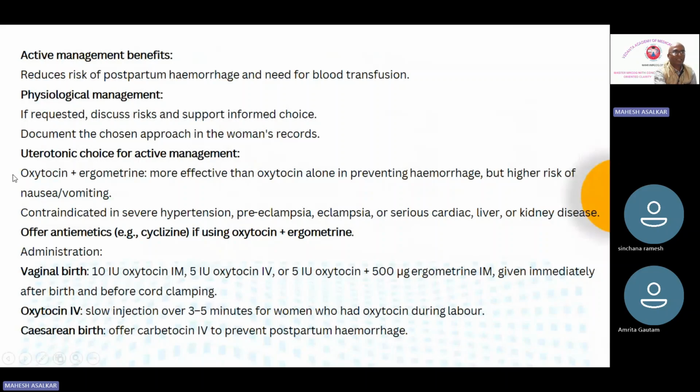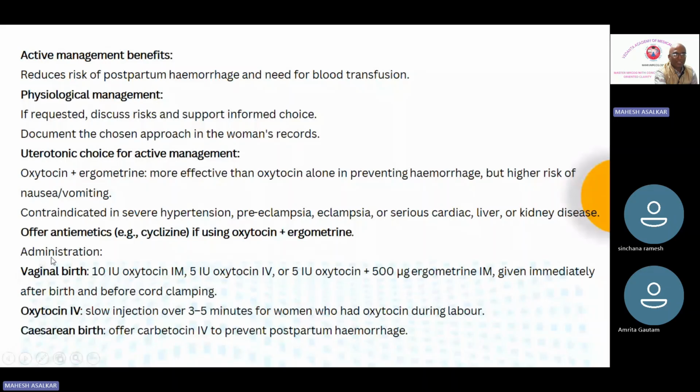This we have seen. The uterotonic of choice for active management: oxytocin plus ergometrine is more effective than oxytocin alone in preventing hemorrhage, but higher risk of nausea and vomiting. It is contraindicated in hypertension, preeclampsia, eclampsia, serious cardiac, liver, or kidney disease, and always offer antiemetics such as cyclizine if you are using oxytocin and ergometrine.